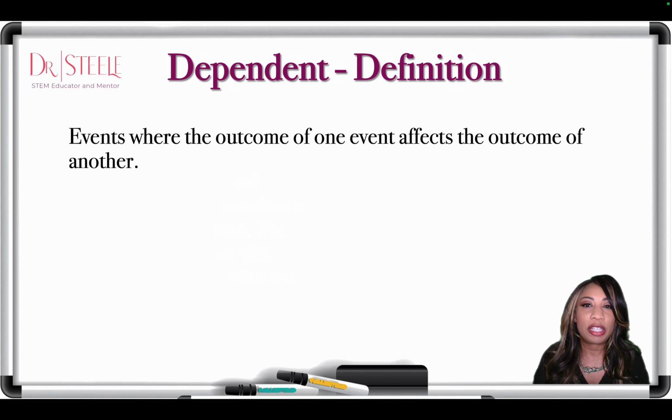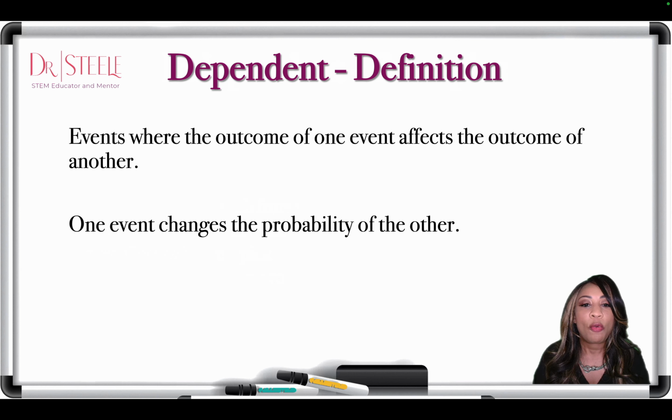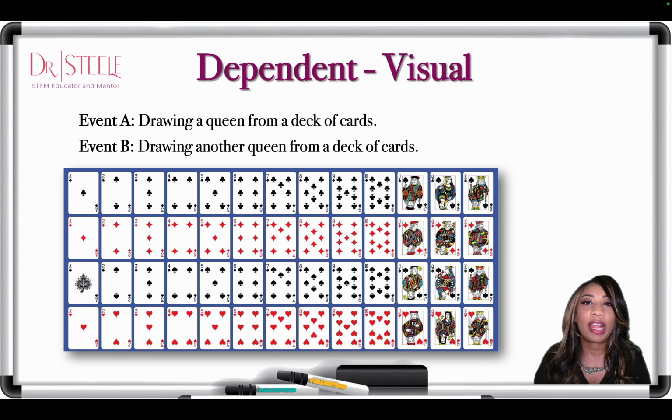Now let's talk about dependent probability. These are events where the outcome of one event affects the outcome of another, or we can say one event changes the probability of the other. All right, let's look at an example dealing with dependent events. Let's say event A is drawing a queen from a deck of cards. Now, a deck has 52 cards, and we have 4 queens, right? And so we would have 4 out of 52 possibilities for drawing a queen.